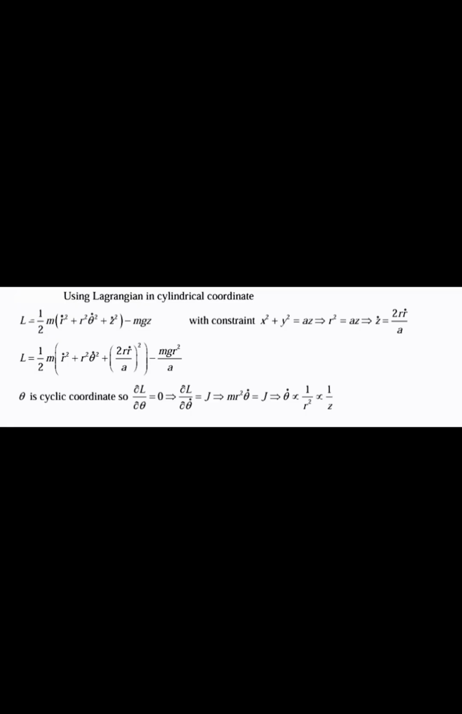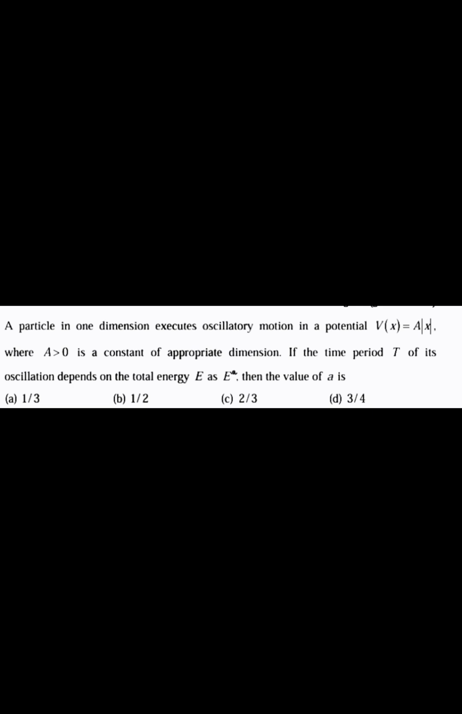Then dou L by dou theta dot, which is equal to L, that is from here we can find the value of dou L by dou theta dot as mr square theta dot, that is equal to j. That is j is equal to mr square theta dot. From here we understood that the theta dot, that is the angular speed, is proportional to 1 by r square, and we know that z is proportional to r square, so we can say that theta dot is proportional to 1 by z.